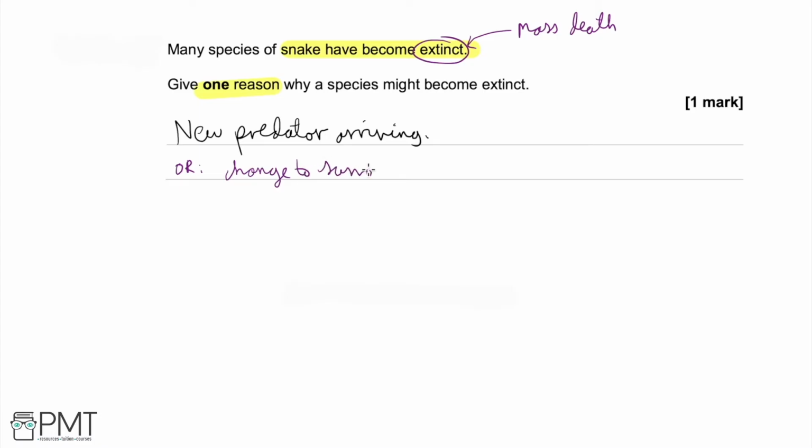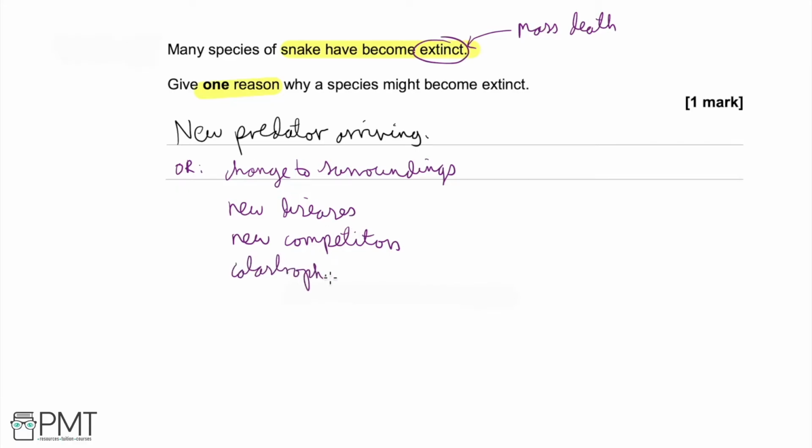Alternatively, we could have said changes to the surroundings. This could have been due to a change in the temperature, which the species was not adapted to, for example. It could be due to the migration of new diseases to the area. Alternatively, it could have been due to new competitors, so that there becomes insufficient food for this species. Or finally, due to a catastrophic event, such as a mass drought or a volcanic eruption, which wipes out many of the individuals from many species in an area.